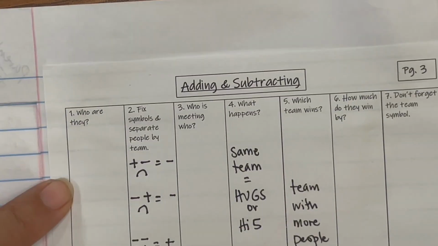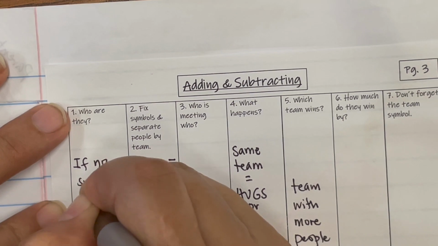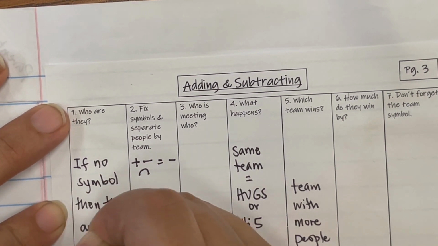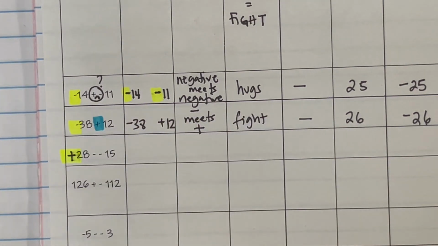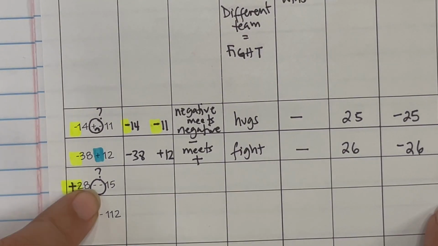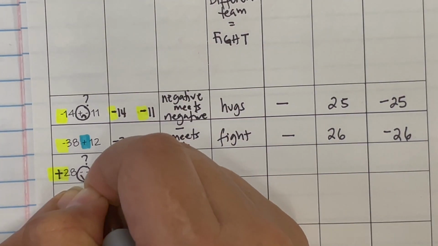All right, let's take a look at another example. So again, who's meeting who? If you don't have a team symbol, if no symbol, then they are positive. So these positives are meeting who? Oh man, we have 2 symbols. Something's wrong. What do I do? Remember, eyes are the same, right? Mom's going to be happy. So that's positive. So that's really a positive.